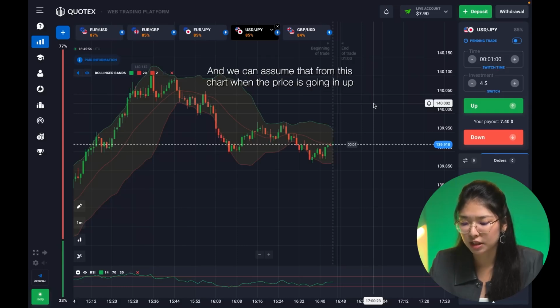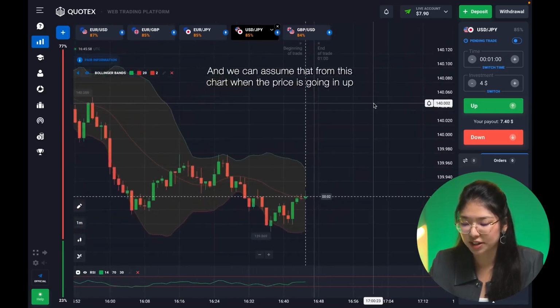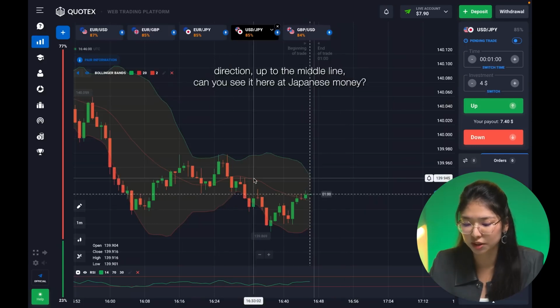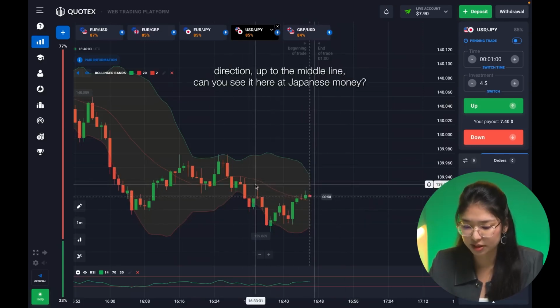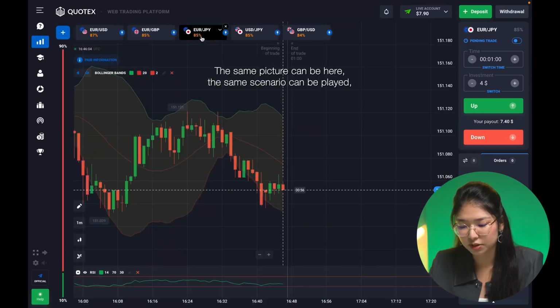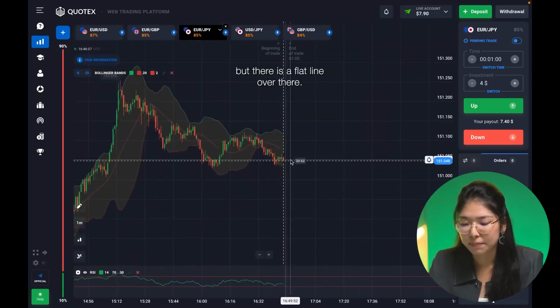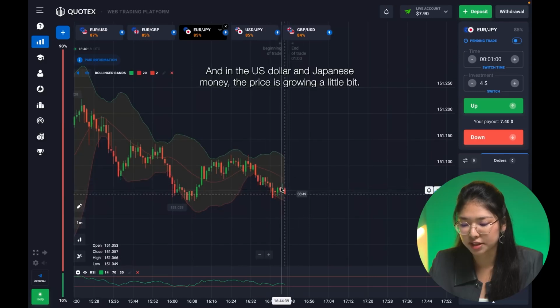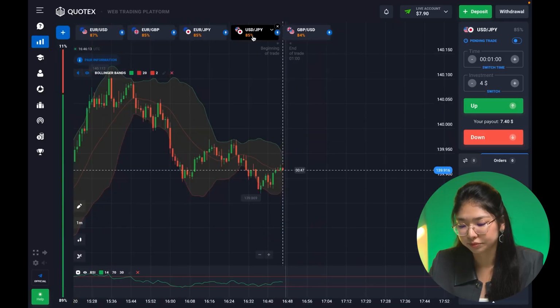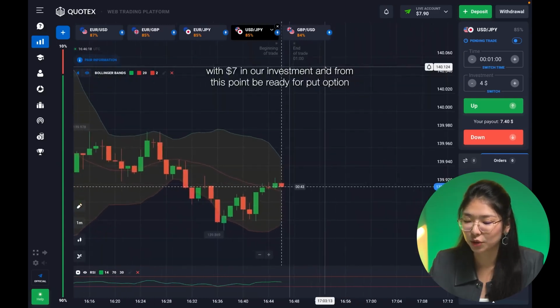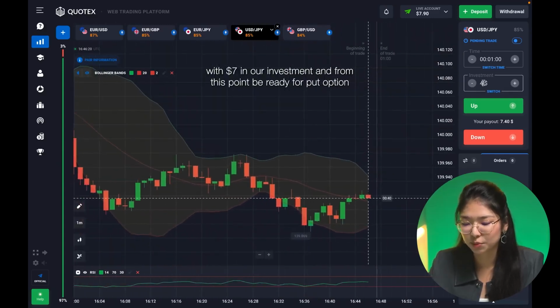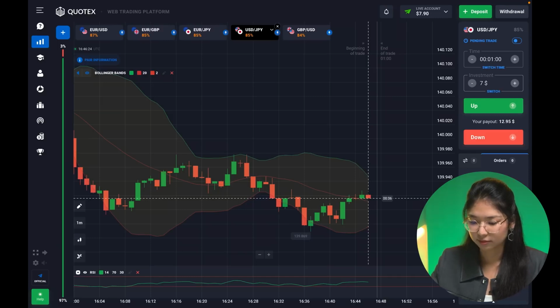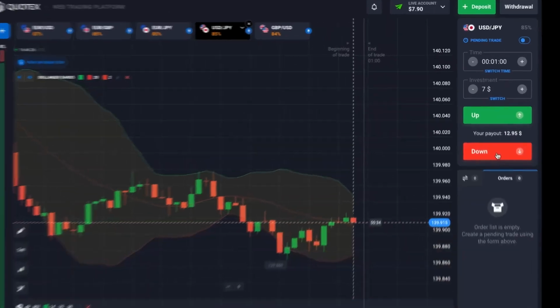And we can assume that from this chart, when the price is going in that direction up to the middle line, can you see it here in Japanese yen? The same picture can be here, the same scenario can be played, but there is a flat line over there, and in the US dollar Japanese yen the price is growing a little bit. So well, we can use this knowledge and make a cool trade with $7 in our investment, and from this point be ready for put option right now.